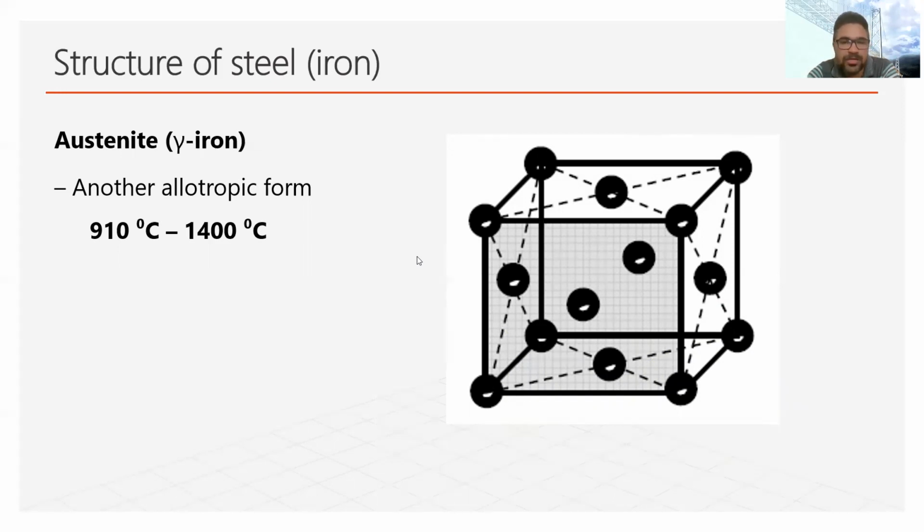Depending upon the carbon content, it can dissolve up to 2% of carbon. So now you can see in the case of alpha iron, only 0.02% can be dissolved, while in the case of gamma iron, up to 2% of carbon can be dissolved. Carbon is soluble up to 2% in this form of iron.